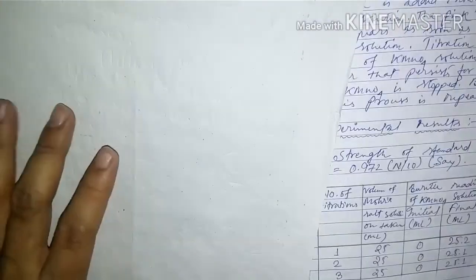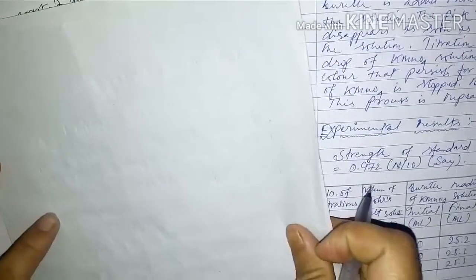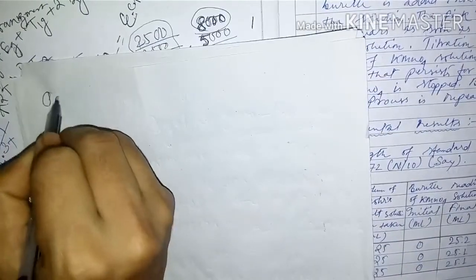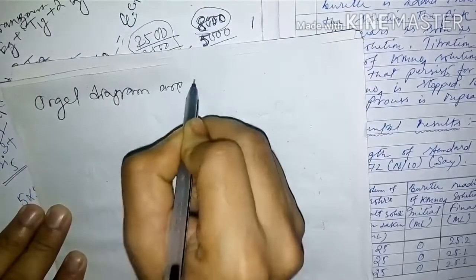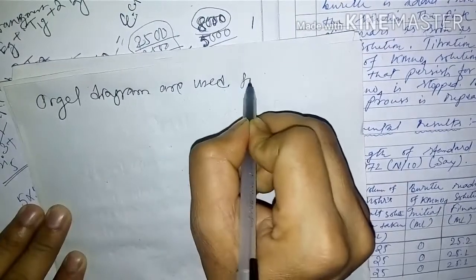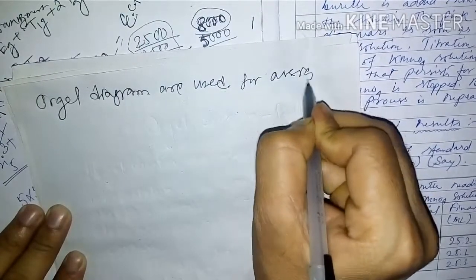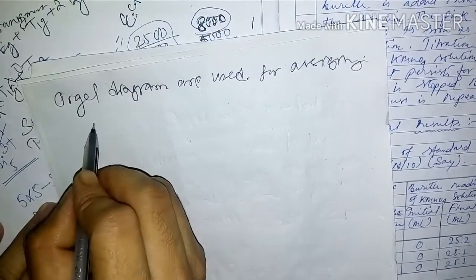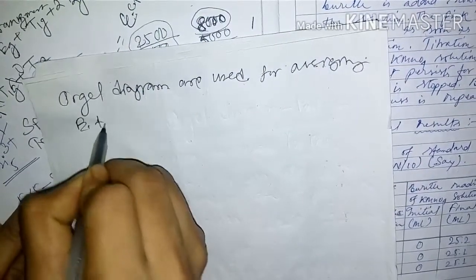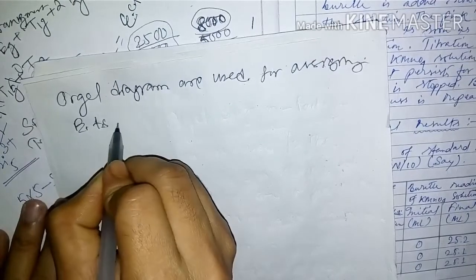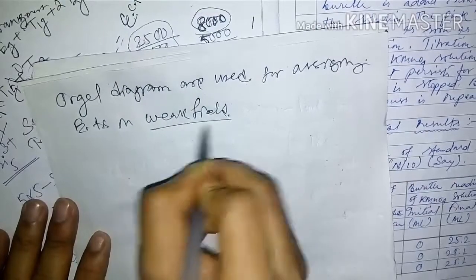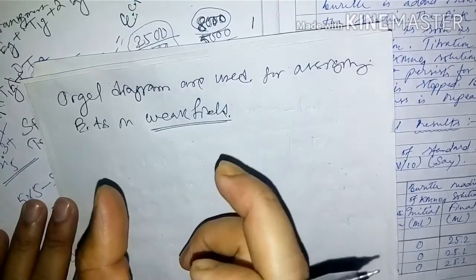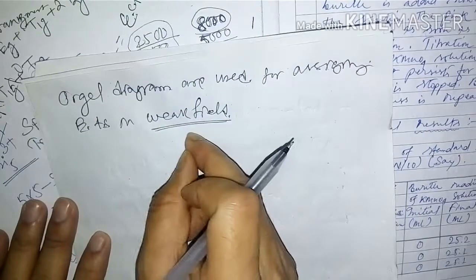Okay, now see, now Orgel diagrams are used. Now another statement: Orgel diagrams are used for assigning electronic transitions in weak field. Okay, weak field. So this is weak field, very important. This Orgel diagram is applicable for only weak field.